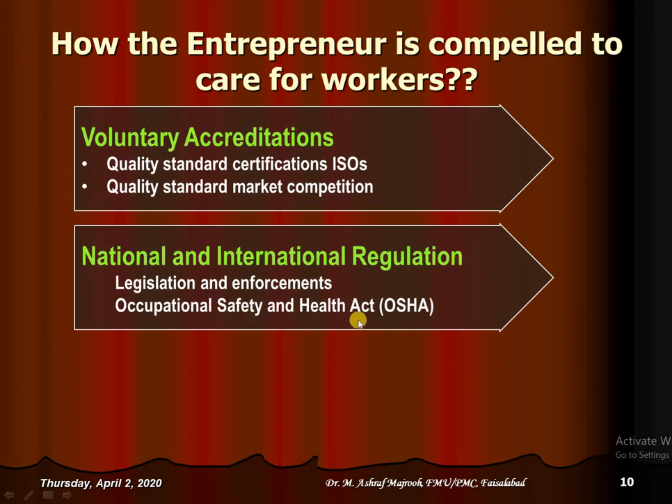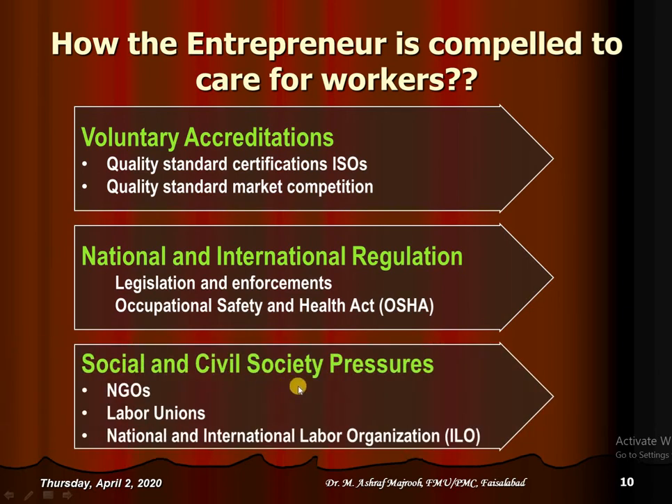Then the Occupational Safety and Health Act, OSHA, is basically a United States act, and similar acts exist in many countries. Social and civil security pressures are also there through NGOs, labor unions, and national and international labor organizations. They are also compelling the major stakeholder to take care of the health of workers through health surveillance.